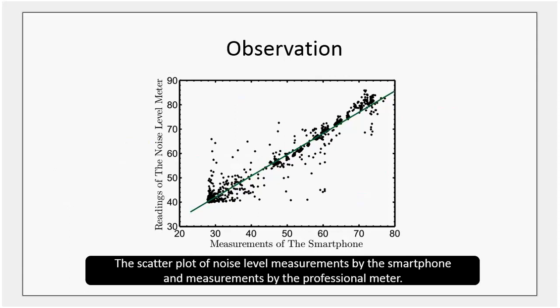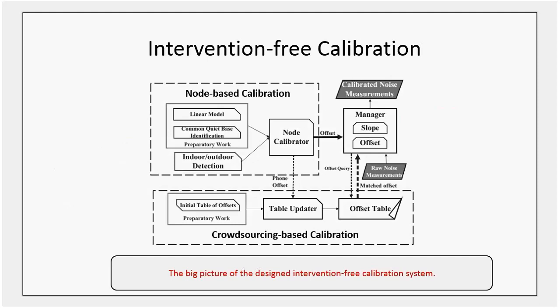Based on this observation, we design one intervention-free calibration. Here I emphasize that it is intervention-free. That means smartphone users don't need to put any input in order to do this calibration. This approach consists of two components. One is node-based calibration, and the second is crowdsourcing-based calibration. So first, we introduce node-based calibration.